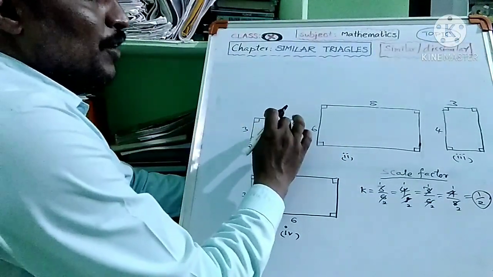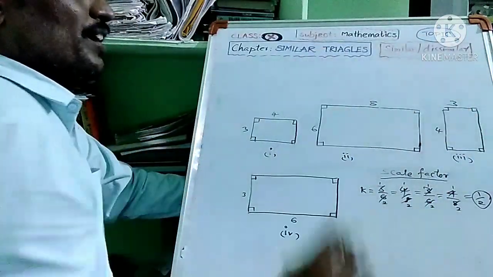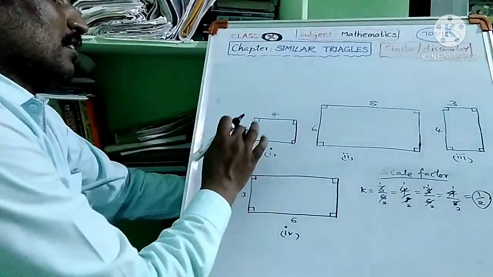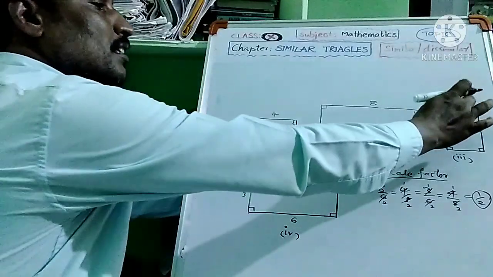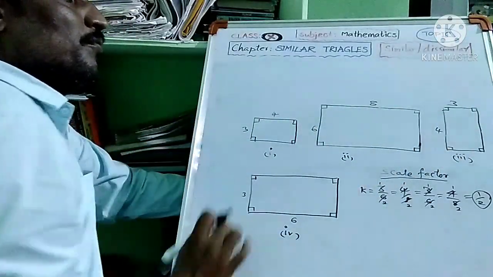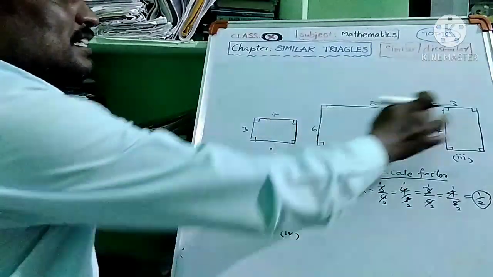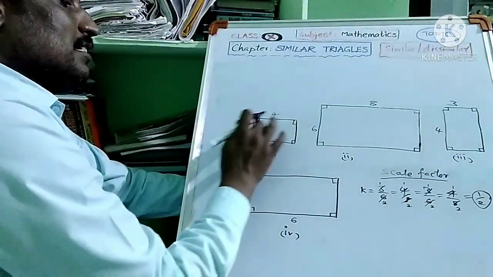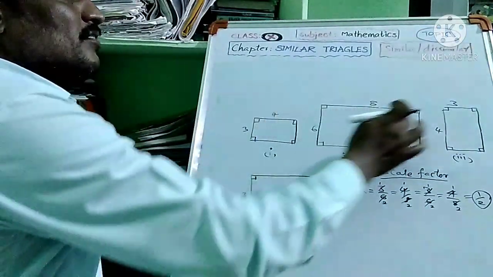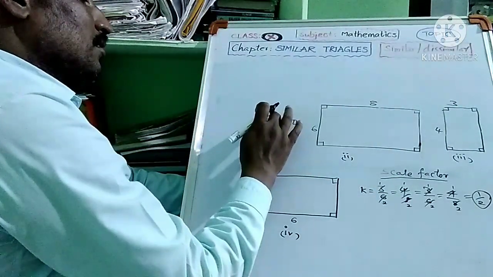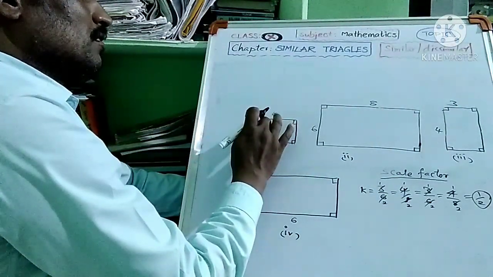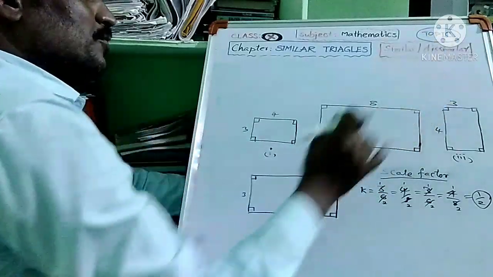Next, observe the first and third figures. Here 3, here 3, here 4, here 4. So 3 and 3 are corresponding sides, 4 and 4 are corresponding sides. The angle between 3 and 4 is 90 in both.